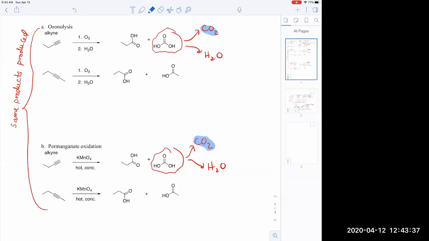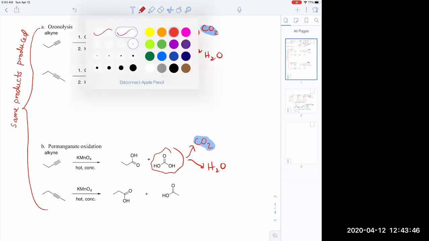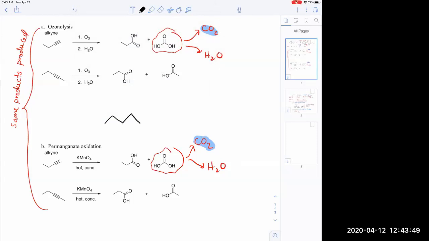So if I were to do an example, there is my alkyne. You can see that it is an internal alkyne, so you should expect the oxidation, whether you use ozonolysis or permanganate oxidation, to produce 2 carboxylic acids.